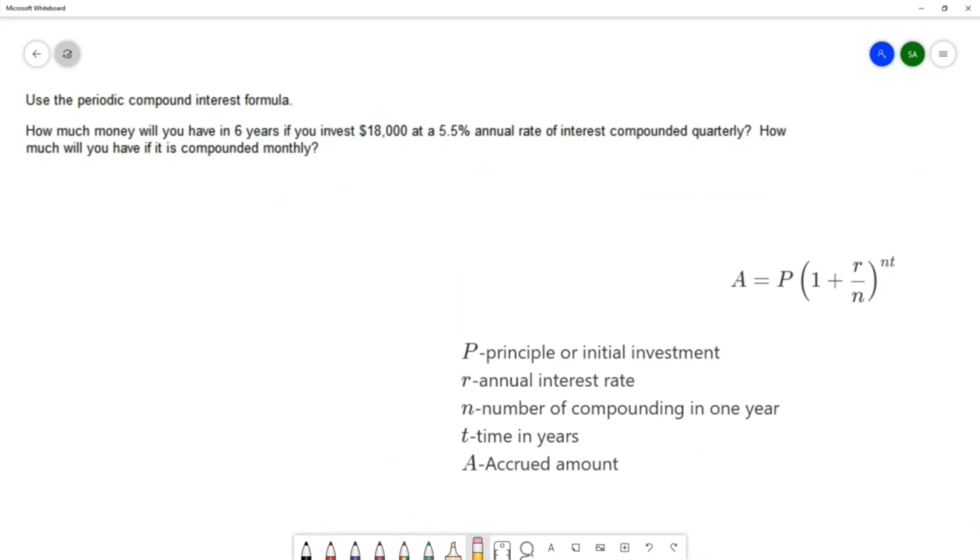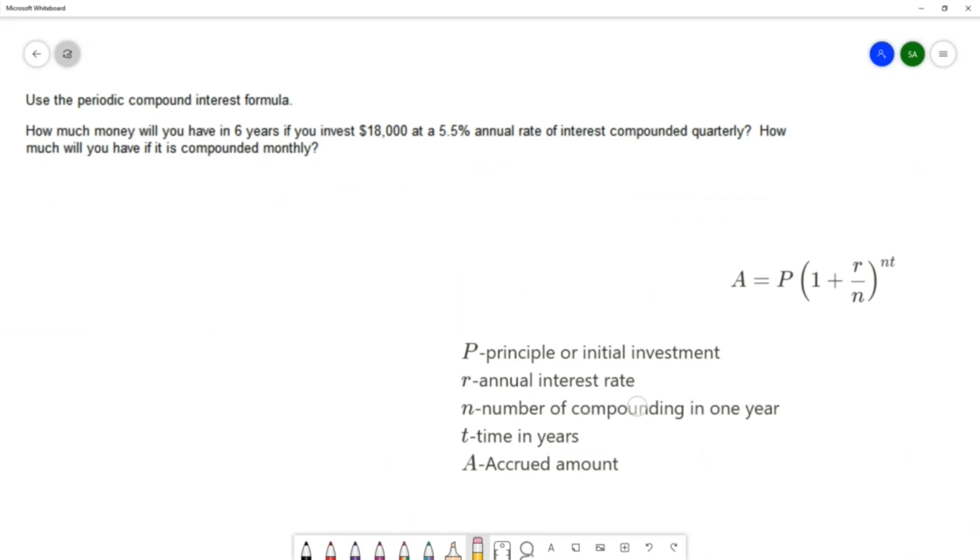So we want to use this periodic compound interest formula, which I have written down here. So this is the formula, A equals P times 1 plus R over N to the NT. And I've also listed what each one of these variables stand for. So the P is the principal or your initial investment. The R is the annual interest rate. N is the number of compoundings in 1 year.